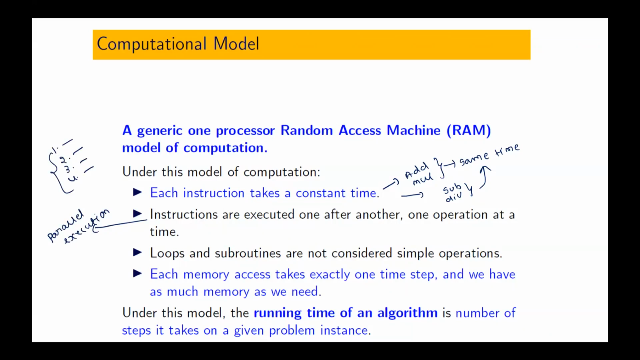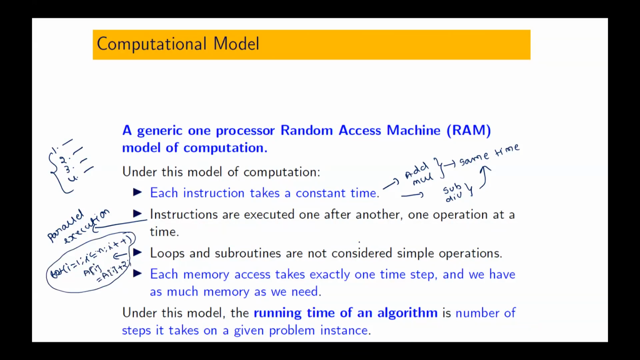Next, loops. If we write something like for i equal to 1, i less than or equal to n, i plus plus, they are not considered as single operations. Likewise, for example, a of i equals a of i plus 2, if you write something like this, it is not considered as one operation. They are considered as different operations, more than one operation.